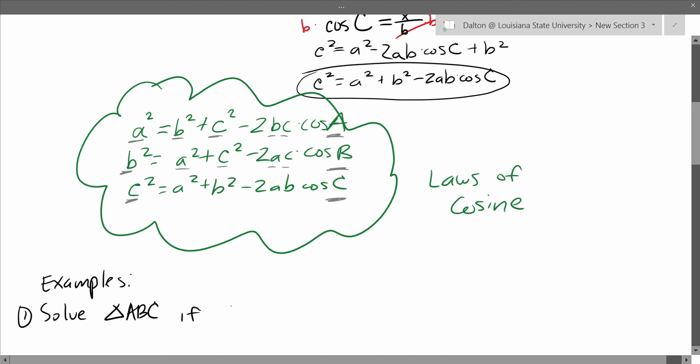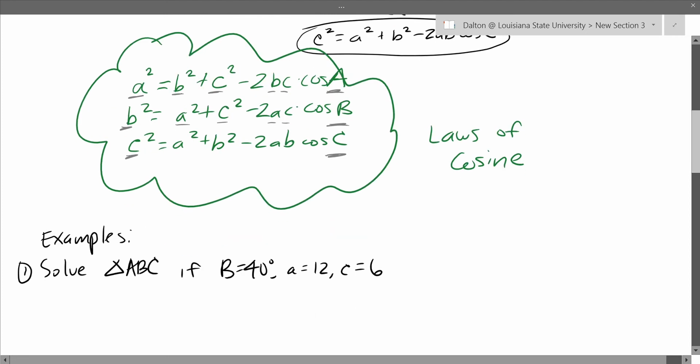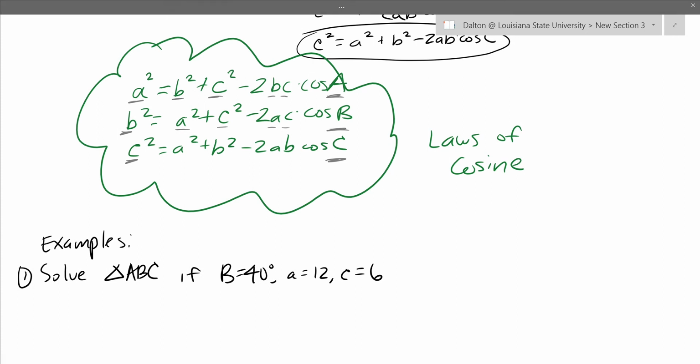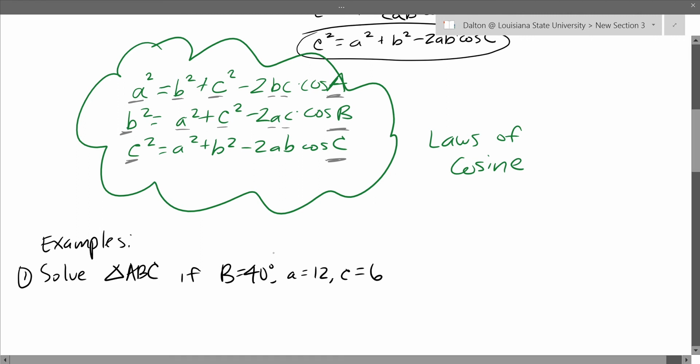If angle B is equal to 40 degrees, side A is equal to 12, and side C is equal to 6. Okay, now to know which law to use, you want to look at the angle that they gave us. The given angle dictates which law to use first. So since I have angle B, I want to use the law that has the cosine of angle B for me to figure out everything else. So that's where we're going to start.